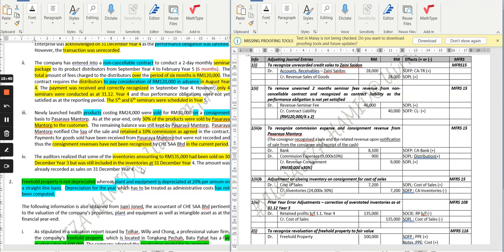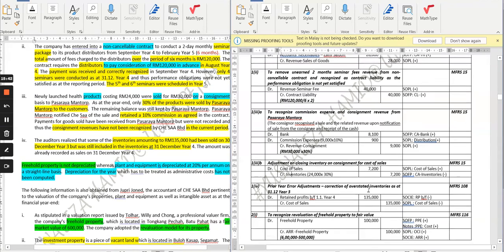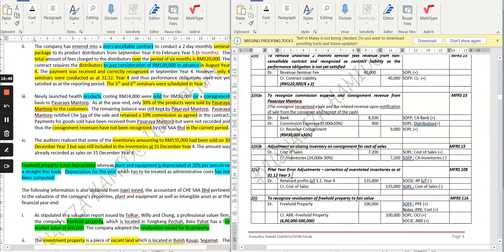24,000, sorry, here it is here. We are doing this retained profit. That was the one from last year. All right, so last year. Okay, can I go back to number 3?